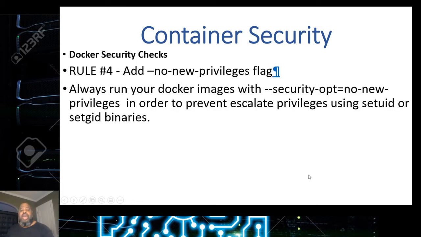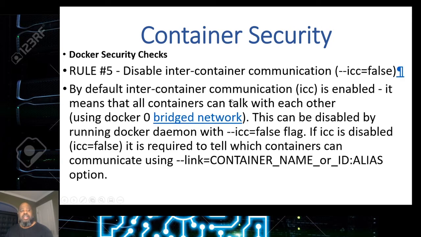Rule number 4, add no-new-privileges. Always run your Docker image with --security-opt=no-new-privileges in order to prevent escalation of privileges using setuid or setgid binaries. So once you get your Docker set up by your admin, you can lock it down. When you put it in production, if somebody hacks it, they cannot do privilege escalation with the no-new-privileges flag.